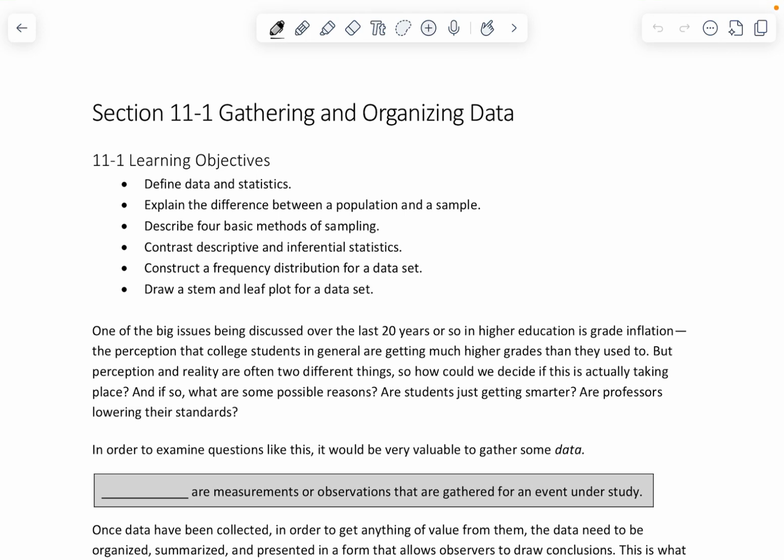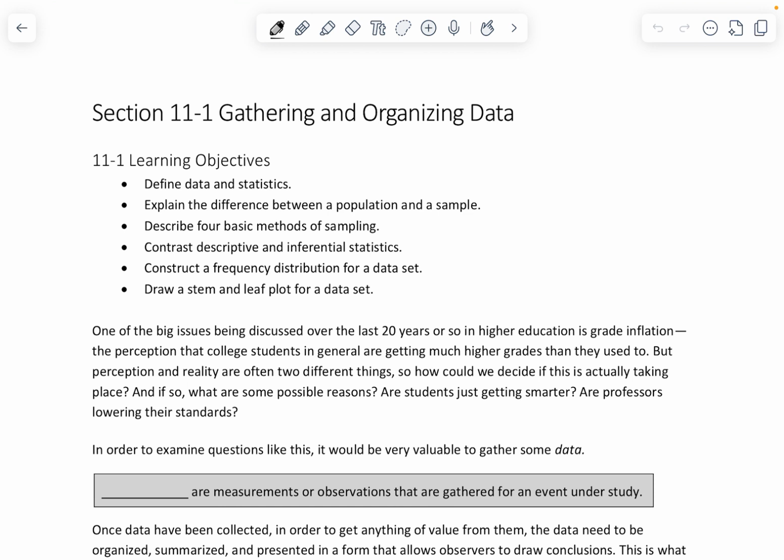In this video, we will be talking about gathering and organizing data. Our learning objectives are to define data and statistics, to explain the difference between a population and a sample, to describe 4 basic methods of sampling, to contrast descriptive and inferential statistics, and to construct a frequency distribution for a data set. And then finally, we will learn how to draw a stem and leaf plot for a data set.